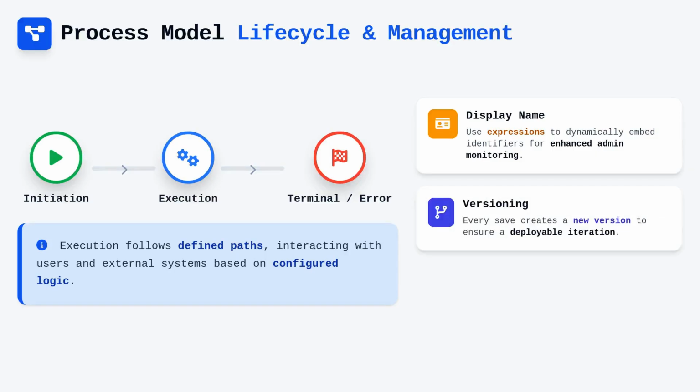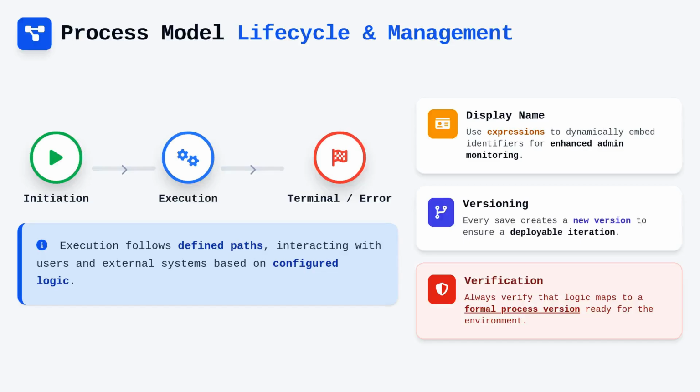You also need to pay close attention to versioning, as every save creates a new version of your model to ensure that you are working on a valid, deployable iteration. Never assume that a process will simply work. You must always verify that your logic maps to a formal process version that is ready for execution within your application environment.